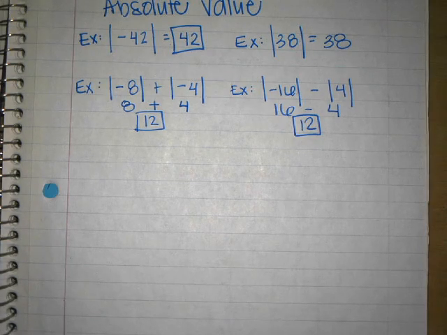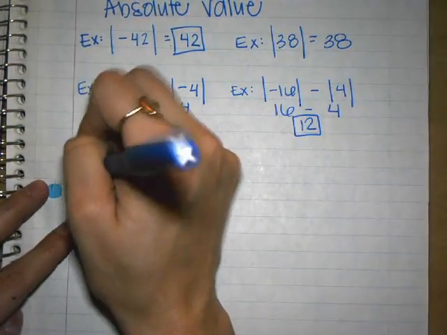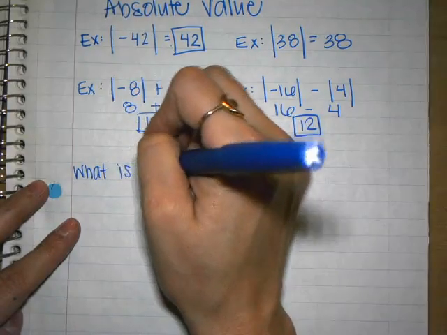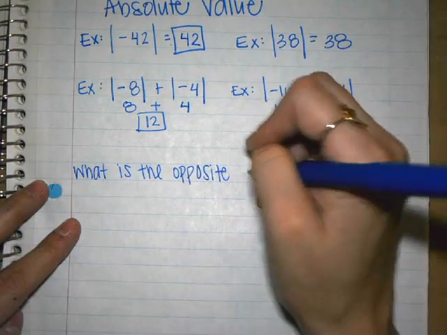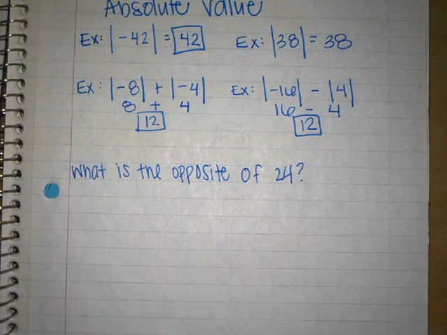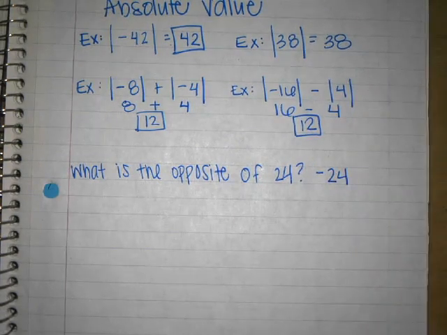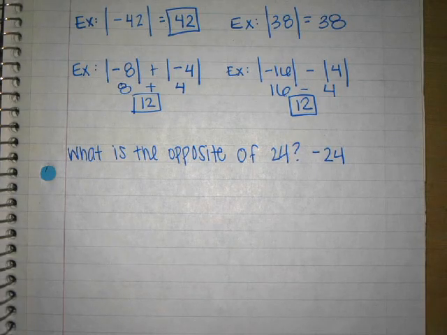Okay, so that's absolute value. One other thing that we kind of need to talk about is opposites, because opposites are really similar to absolute value, right, guys? Like if I asked you what is the opposite of 24, what would you tell me? -24. The opposite of 24 is -24. That's the opposite of it.